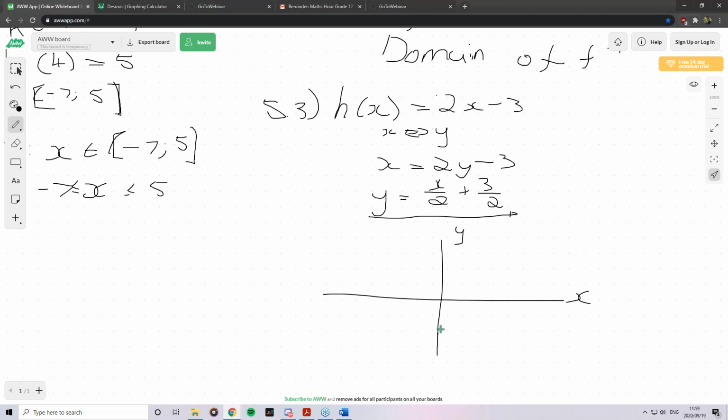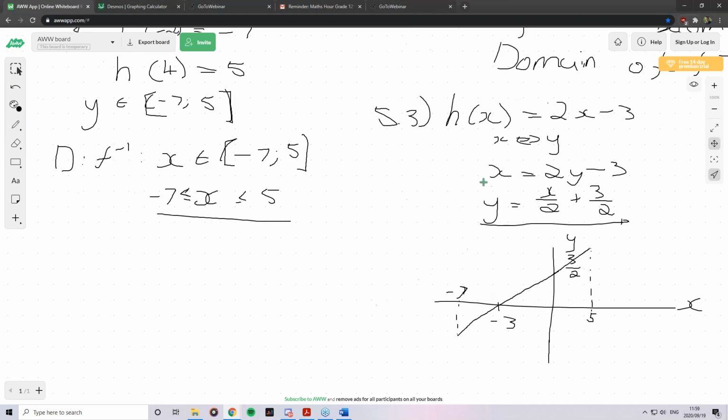The x-cut is minus 3, and the y-cut is 3 over 2, and this will look like this. Keep in mind that this is between two points because the domain is minus 7 and 5. So you're sketching it between these two values. The trick here is that it's only between minus 7 and 5.